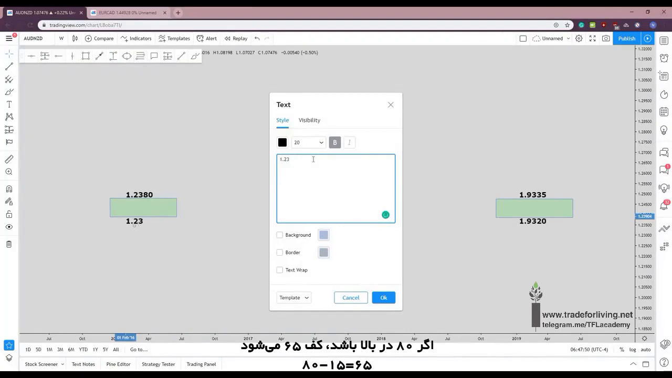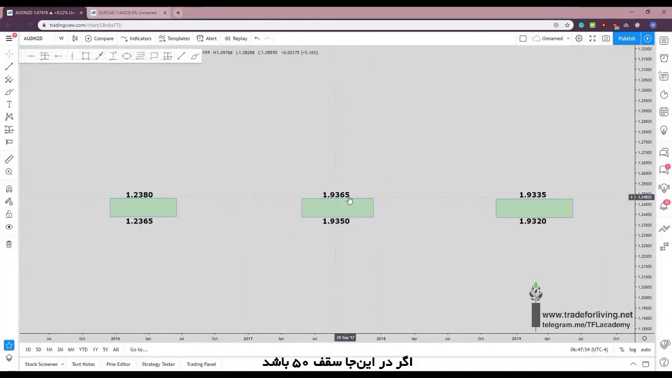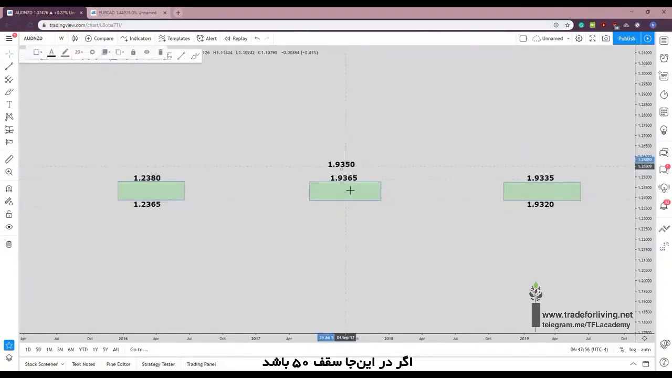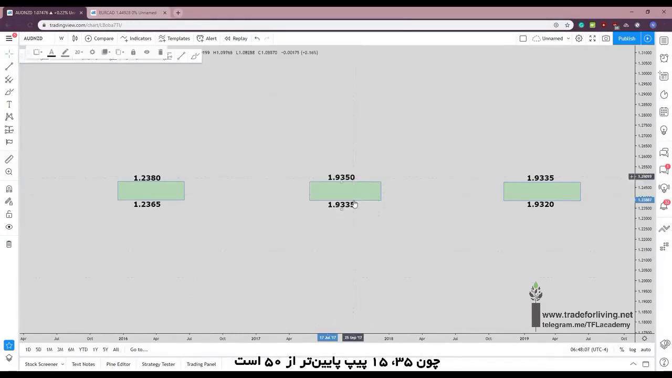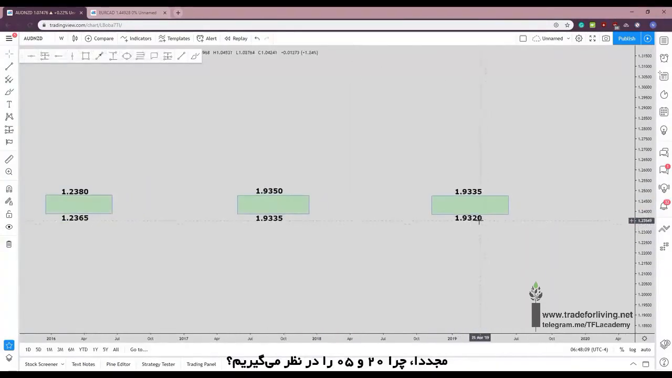If we have 80, then we will put 65. That is basically 80 minus 15 pips. If here we have 50, then we will be putting 50 and 35. Why are we putting 50 and 35? We're putting 50 and 35 because 35 is 15 pips below the 50.